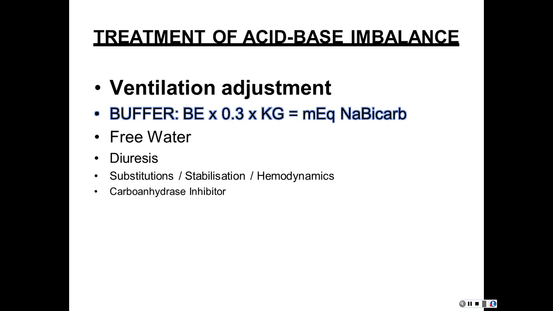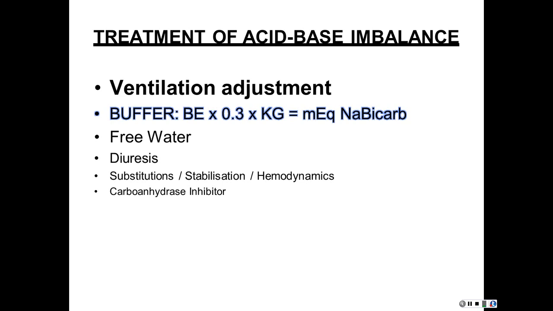So if it was 7 and they were 70 kilograms, that would be 490, and a third of that is somewhere in the 120 range, 120, 130 or something. So you'd have to give over 100 milliequivalents, which would be each amp of bicarb, each thing that you have, I believe is 50 milliequivalents. So you'd give 2 or 3 amps of bicarb in order to correct that.